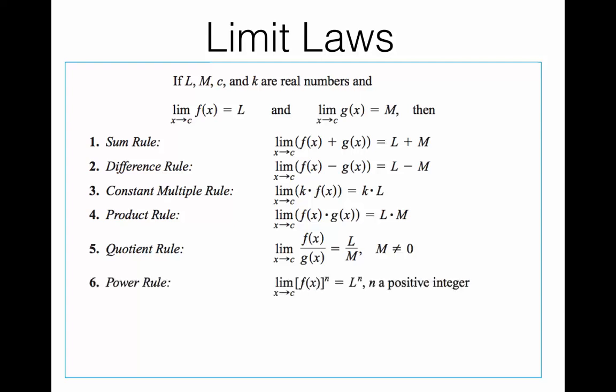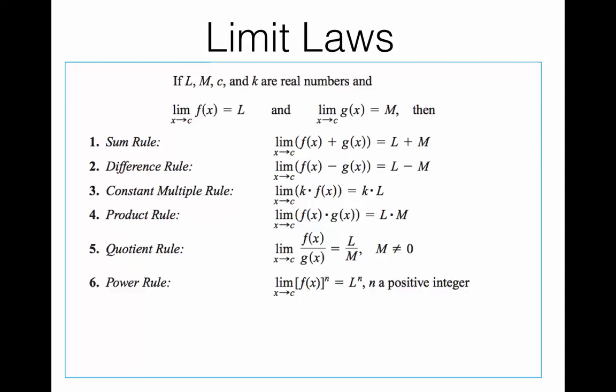The sixth limit law is called the power rule. If you have the function f raised to the power n, where n is a positive integer, and you take the limit as x approaches c, then you will get L to the power n. Now this is just a consequence of the product rule, where all the factors of the product are f of x. So the limit of f of x to the power n as x approaches c equals L to the power n.